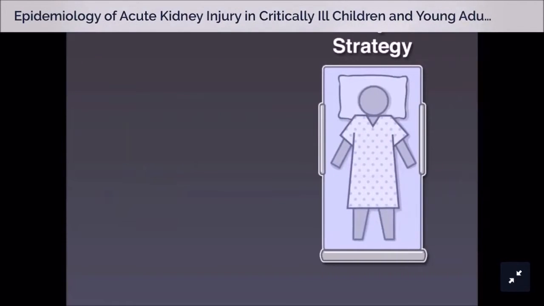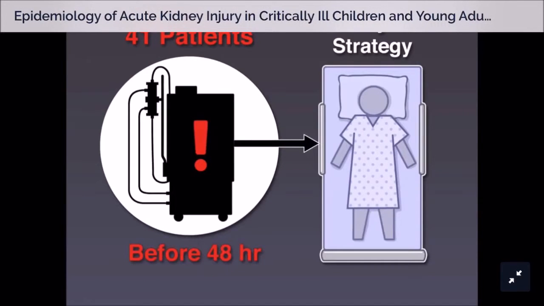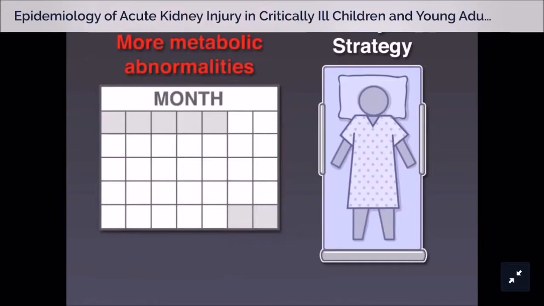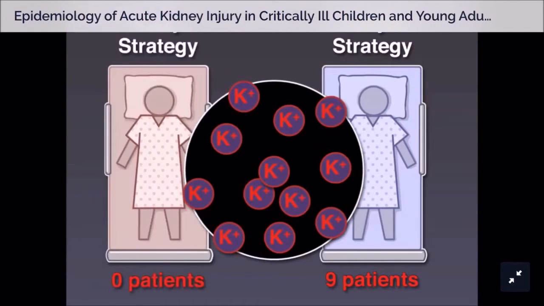In the delayed strategy group, 41 patients required renal replacement therapy before 48 hours. The delayed strategy group also had more metabolic abnormalities in the first 7 days after enrollment. Nine patients in the delayed group developed severe hyperkalemia, as compared with none in the early strategy group.